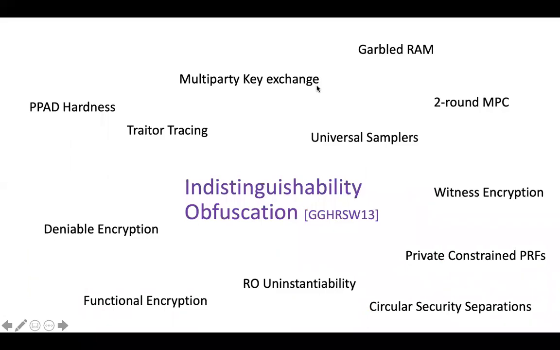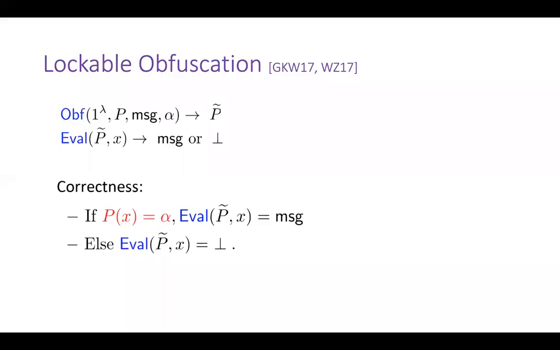As you all know, IO has proven to be the most powerful primitive in entire cryptography. It has tons of applications and you can do pretty much anything in cryptography given IO. But unfortunately, we don't know how to construct IO given standard assumptions. Probably we can look for some slightly weaker primitives that have many applications and can still be constructed from standard assumptions. To that end, Goyal, Koppula and Waters, and Wichs and Zirdelis proposed this beautiful notion called lockable obfuscation.